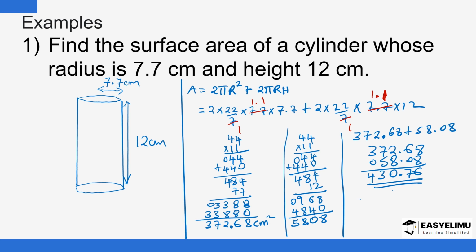So the total surface area that we are trying to find is 430.76 square centimeters. It's a long journey, but you have to follow it. Like you follow it through, just proceed step by step until you reach the final step.